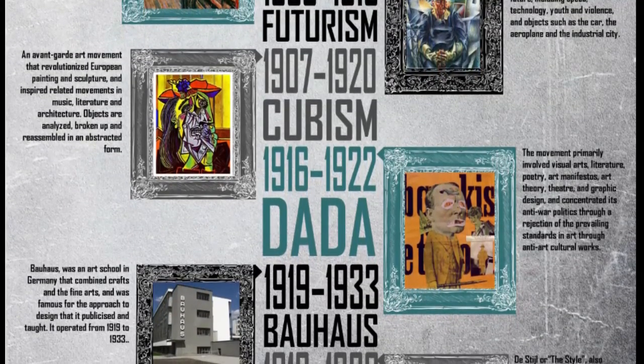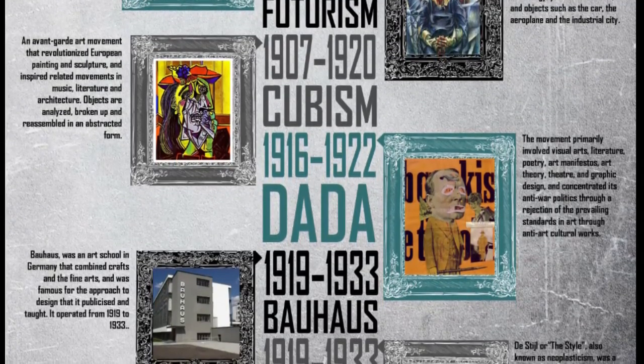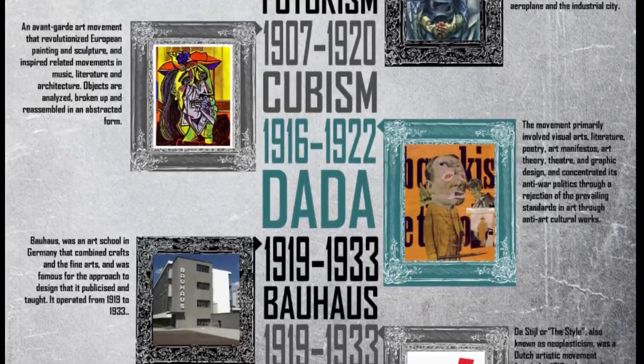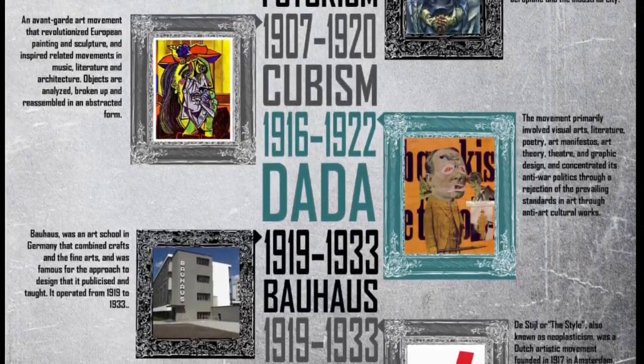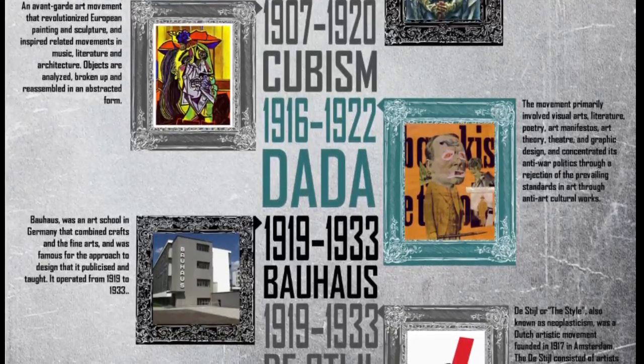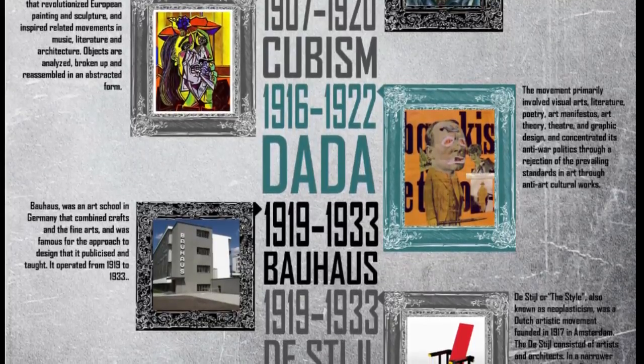1916 to 1922, Dada. The movement primarily involved visual arts, literature, poetry, art manifestos, art theory, theatre and graphic design. It concentrated its anti-war politics through a rejection of the prevailing standards in art through anti-art cultural works.